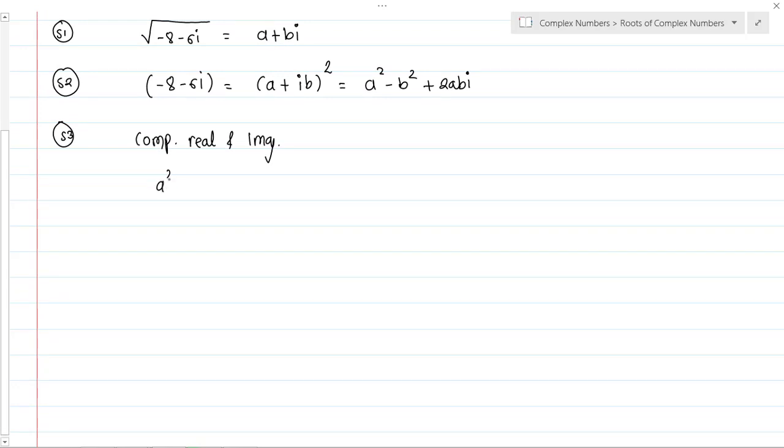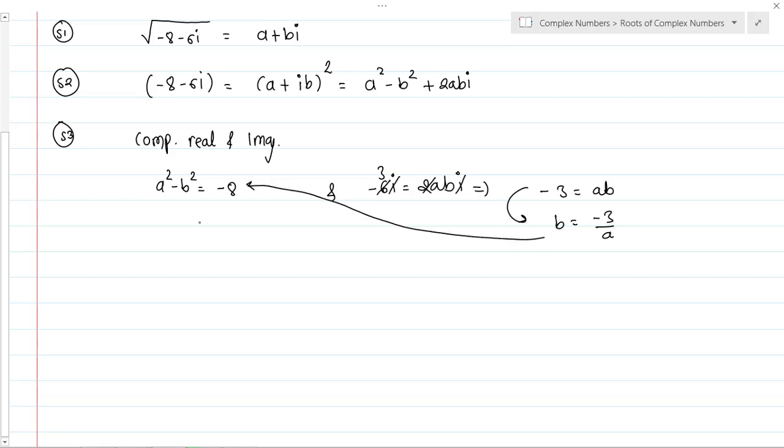Comparing the real and imaginary parts, I will get a square minus b square equals minus 8, and minus 6i equals 2abi. So this i gets cancelled. This 2 cancels with 6 by 3, so I will get minus 3 equals a into b. Okay, so two equations, two variables, we can easily find the values of a and b. So from this let's take the value of b, which is minus 3 by a, and substitute this b in the other equation.